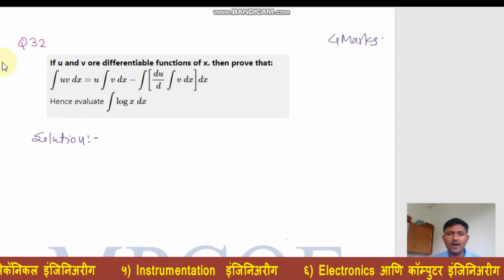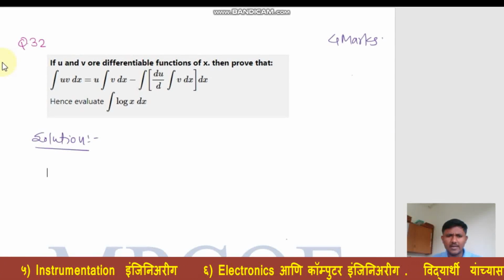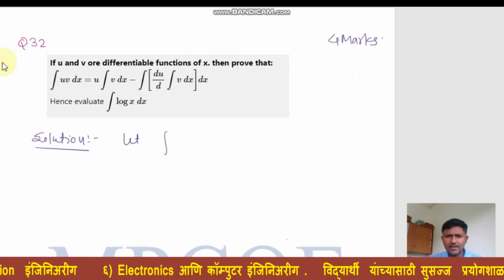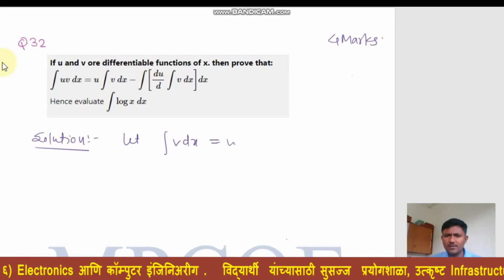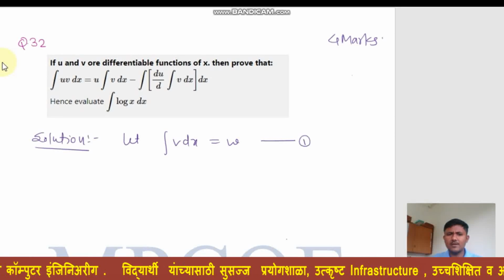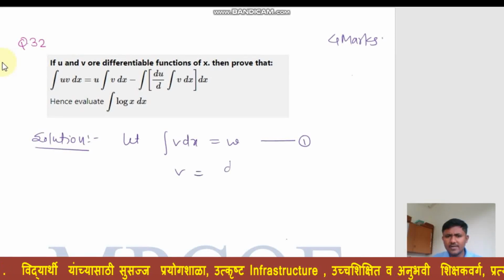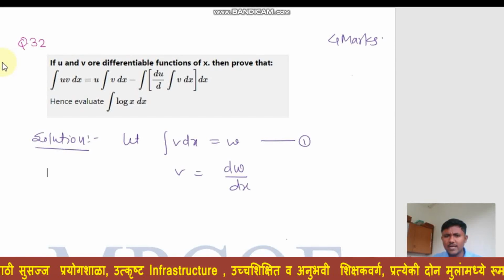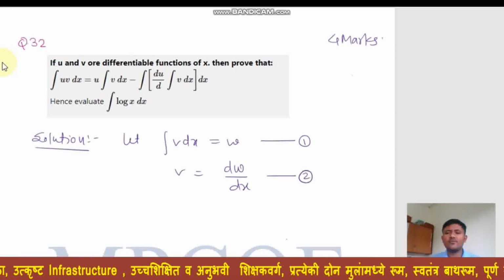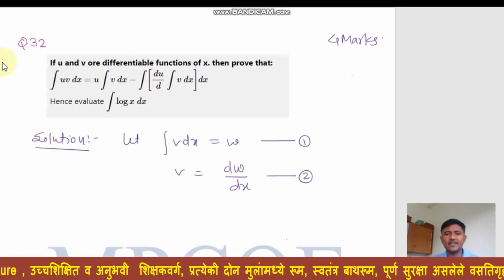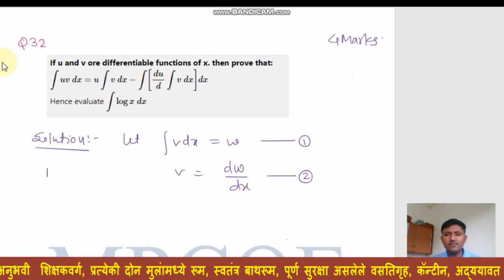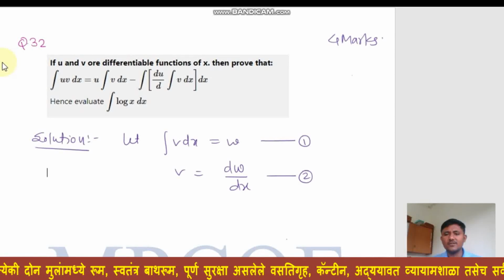So to prove this by parts rule, let us write integral v dx equal to, suppose, w. Therefore, v should be dw by dx because integration and derivatives are reverse procedures to each other.